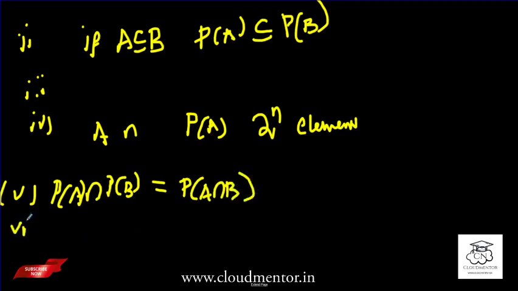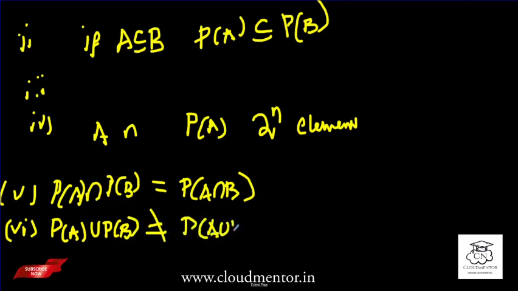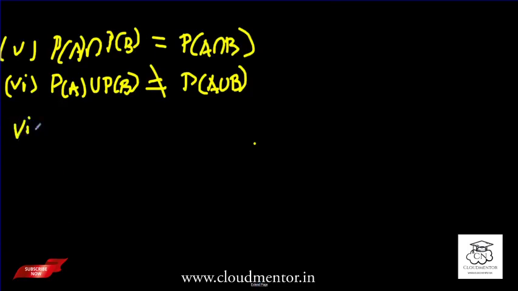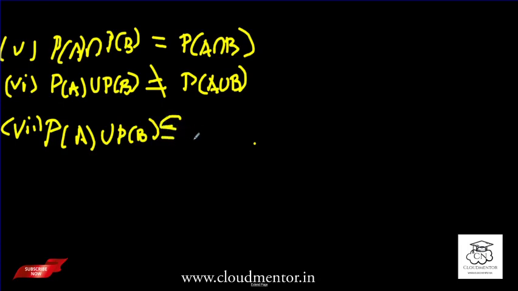And the sixth property, we can say, is that P of A union P of B will not be equal to P of A union B. That's the property to be noted here. Now the seventh property: we don't know the exact value of P of A union P of B, but it will be a subset of P of A union B. So those were the properties, and now we are moving to a question.